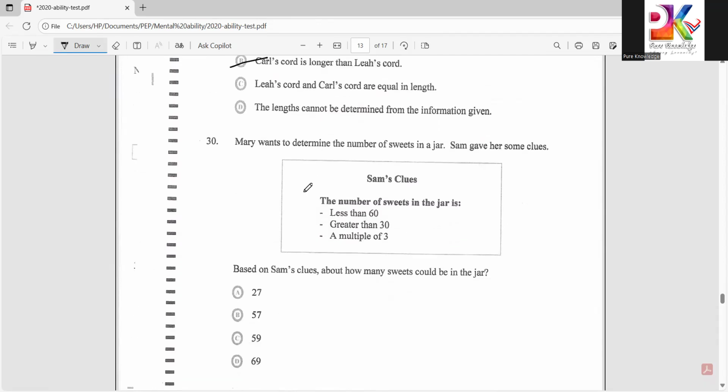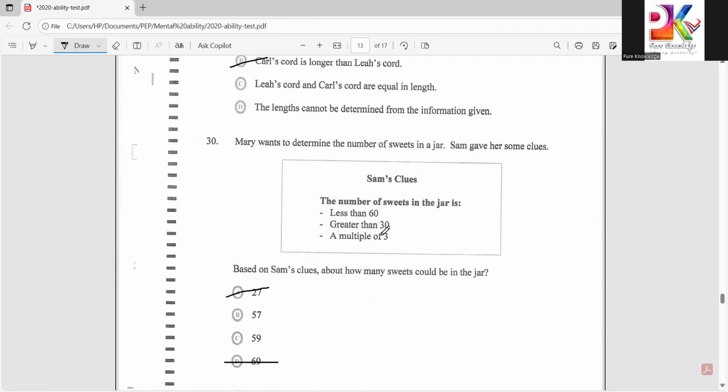Nice. Moving on. Mary wants to determine the number of sweets in a jar. And Sam gave her some clues. Sam's clues: the number of sweets in the jar is less than 60. So we know it is less than 60. And everything here is less than 60. No, so this is out. This is less than 60, so D automatically is out. Greater than 30. So that means A is out.